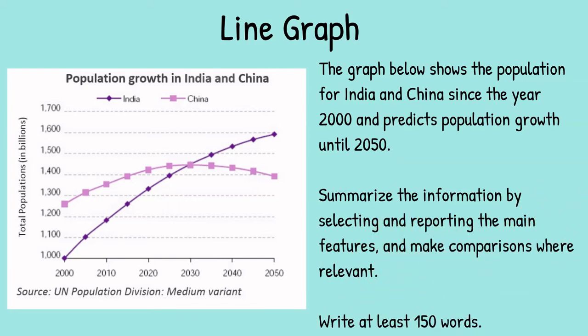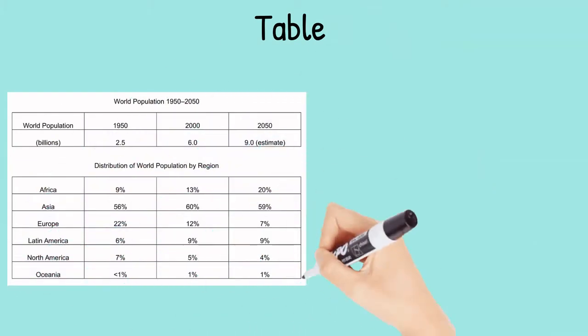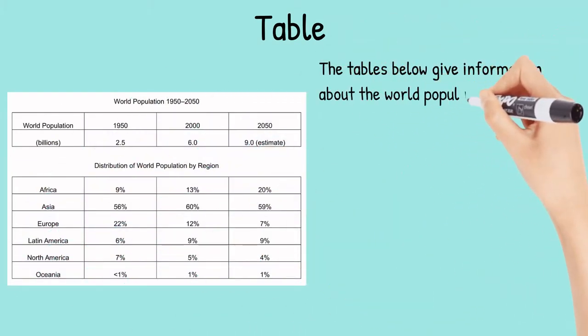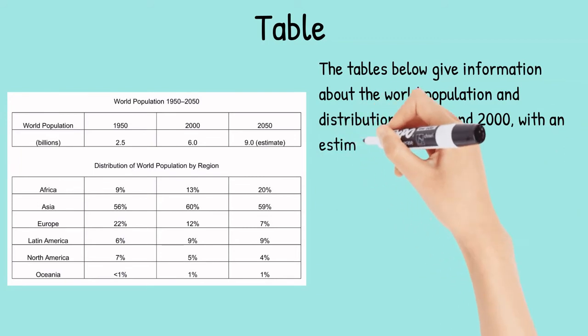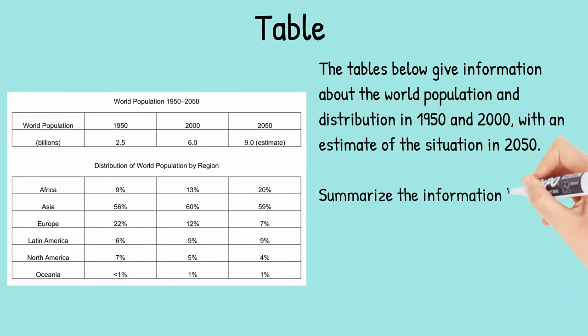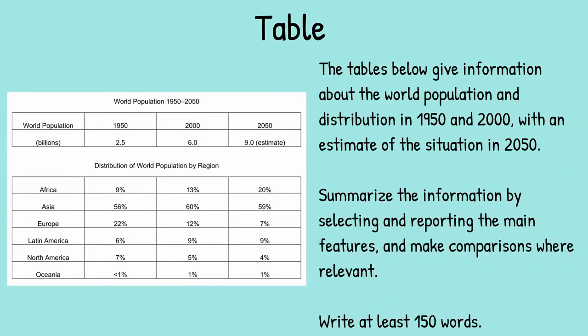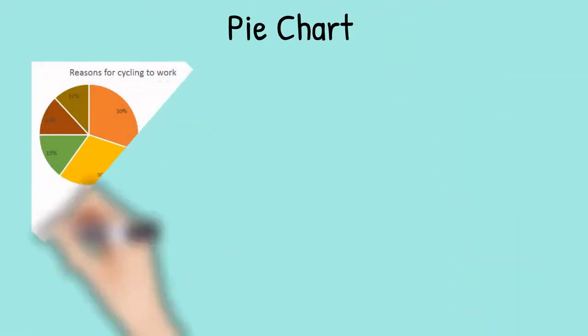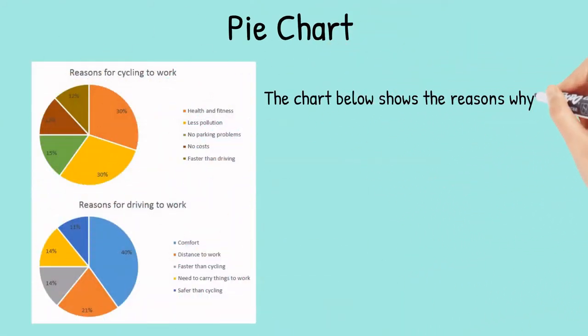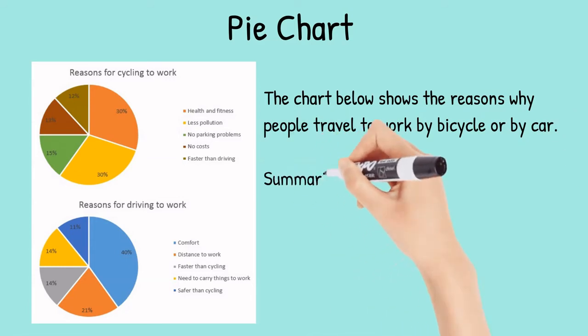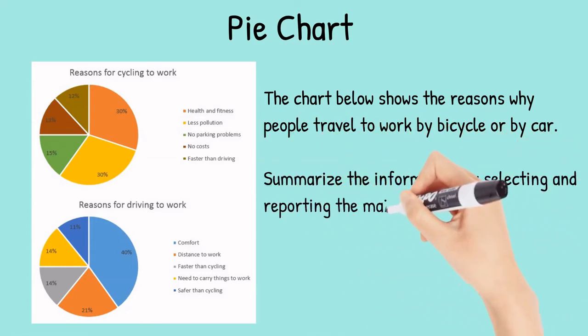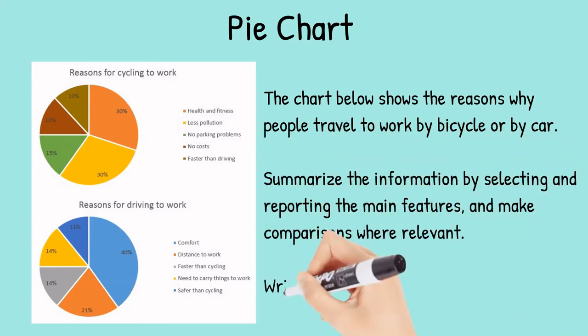Next question type is table. Tables also come up regularly in Task 1. Some of you may find these harder to interpret as they are just a set of numbers with no visual representation. However, they are never very complicated. Remember, the IELTS exam is designed to test your language skills, not your mathematics ability. Next is pie chart. Although pie charts are not as common as bar charts and line graphs, you need to know how to answer this type of question in case you do get one. They are just another way of visually presenting data.